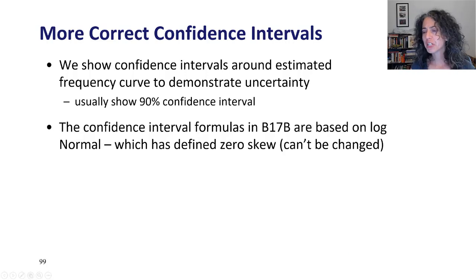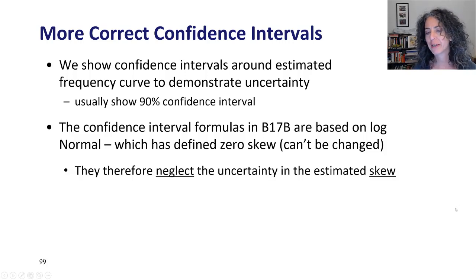So I think I've mentioned that the confidence interval formulas in Bulletin 17B are actually based on a log normal distribution. And the log normal distribution has a 0 log space skew that isn't variable. So there's no parameter for skew coefficient in the log normal distribution. And if there's no parameter, then the uncertainty or the confidence intervals around that distribution won't recognize the uncertainty in skew. They can only recognize uncertainty in the parameters of the distribution, right?